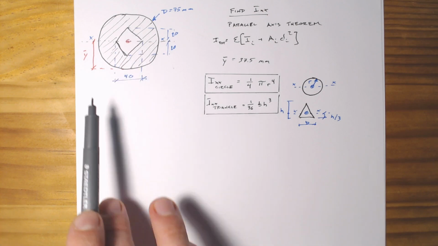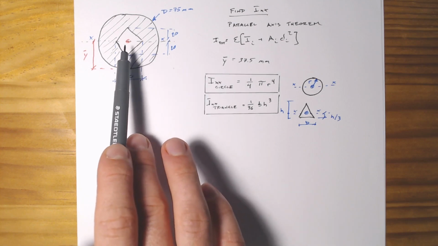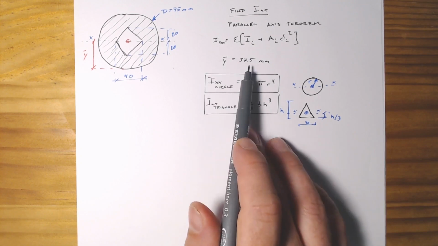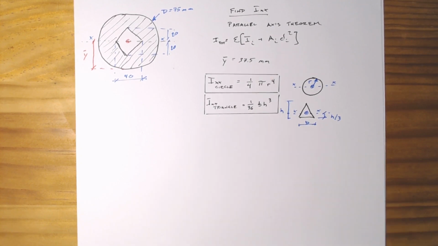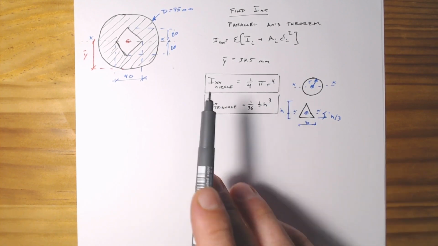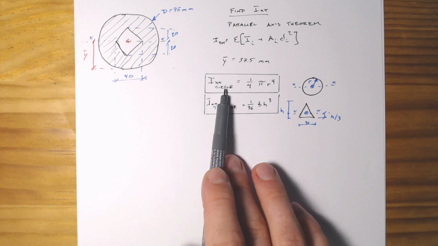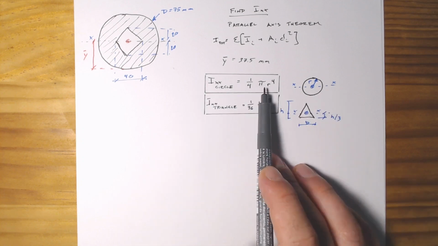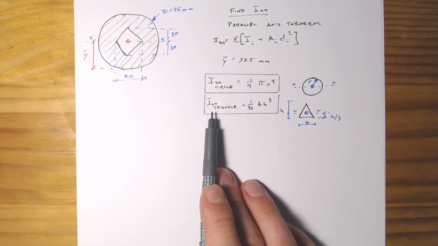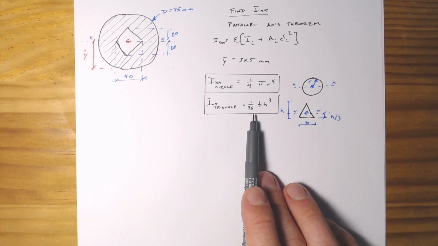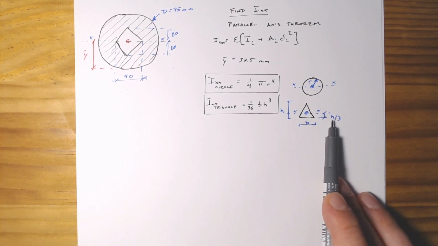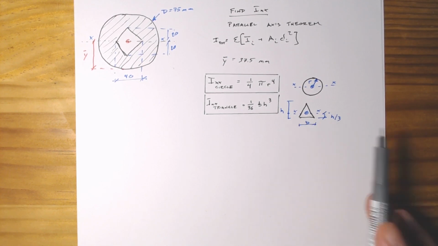Obviously, it's a symmetric section, so the centroid is going to be right at the halfway point of the circle, and so we have a y bar of 37.5 millimeters. Before we get started, for the sake of reference, the moment of inertia of a circle about its centroidal axis is 1 over 4 pi r to the fourth, where r is the radius, and the moment of inertia of a triangle about its own centroidal axis is 1 over 36 times the width times the height cubed, and obviously that centroidal axis is h over 3 away from the base.